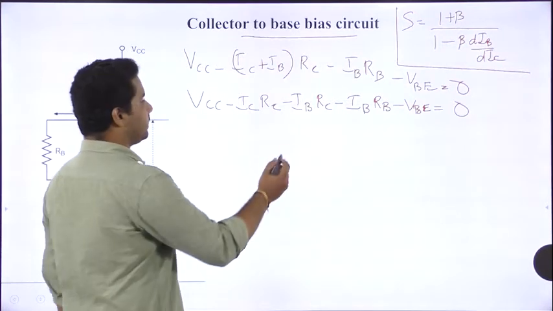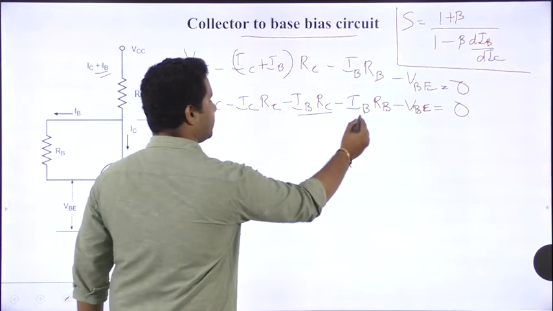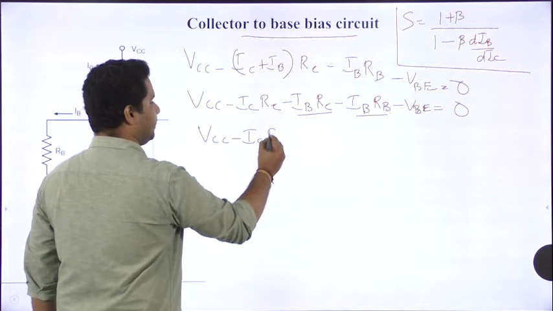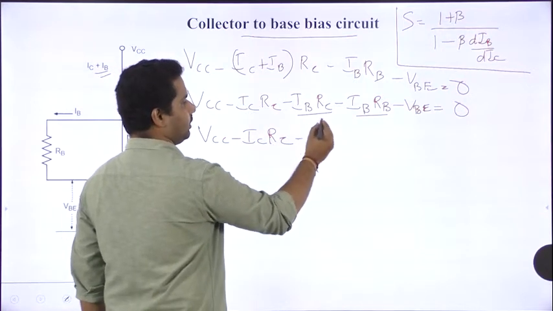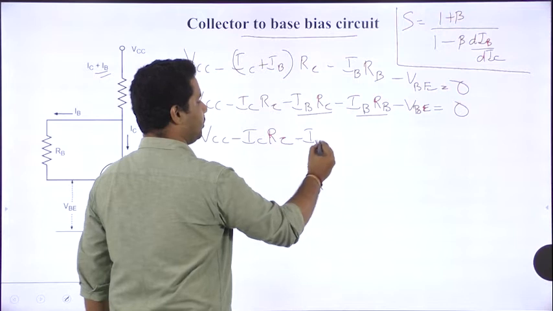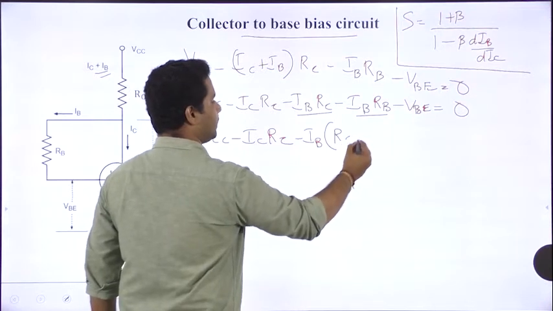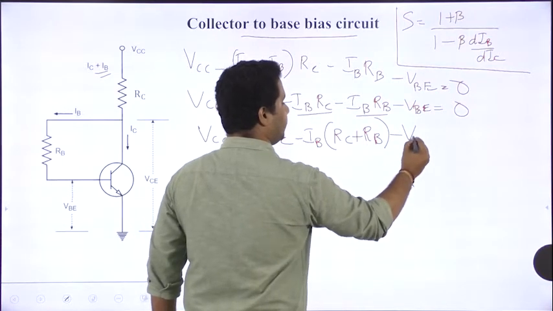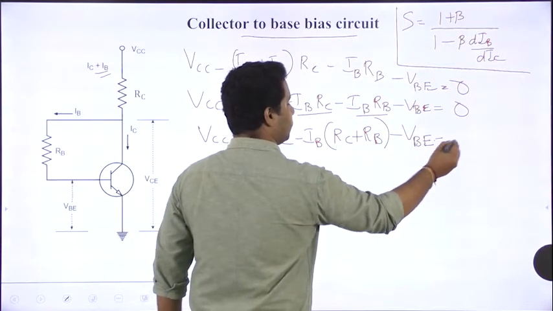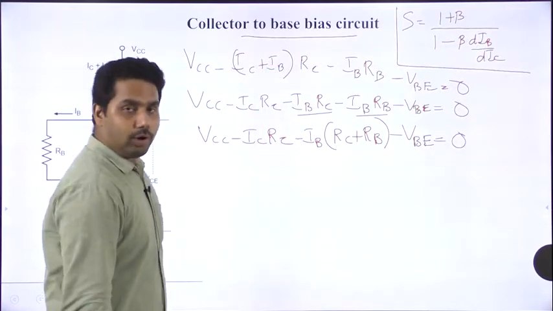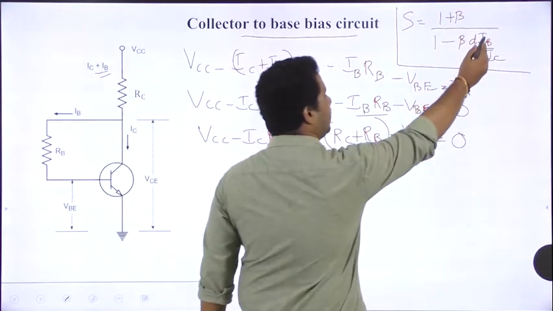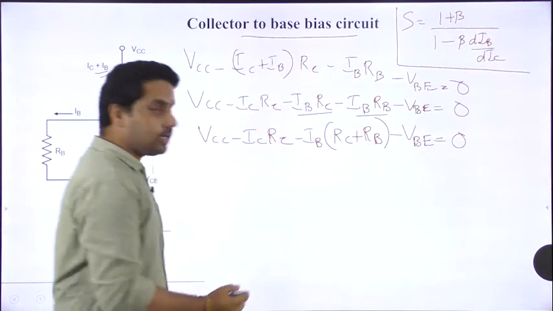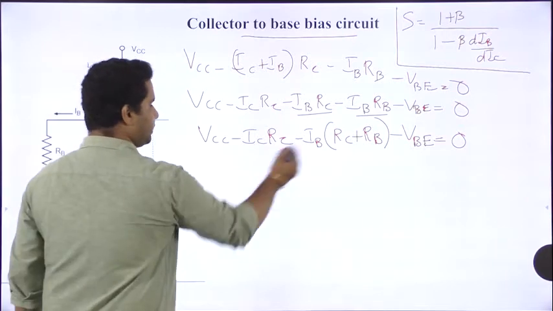Here we can see the common term IB in this one and this one. So we will write VCC minus IC RC, take IB common, so minus IB into RC plus RB, minus VBE is equal to 0. What we have to get is DIB by DIC now. I have to differentiate IB with respect to IC, so I have to write in terms of IB first.